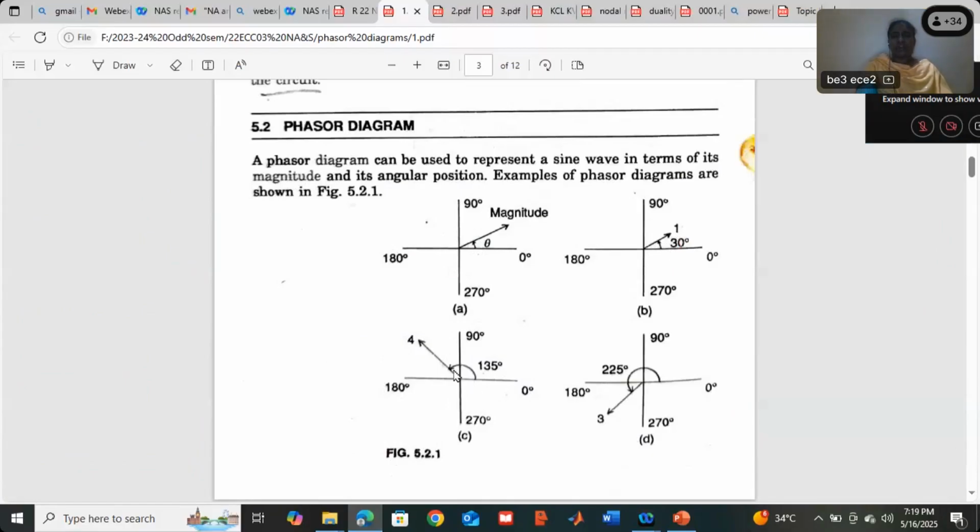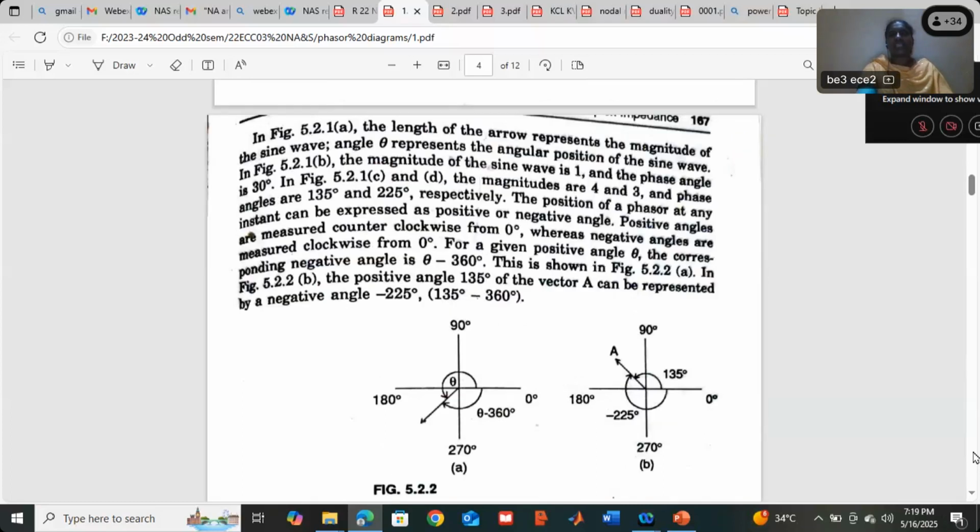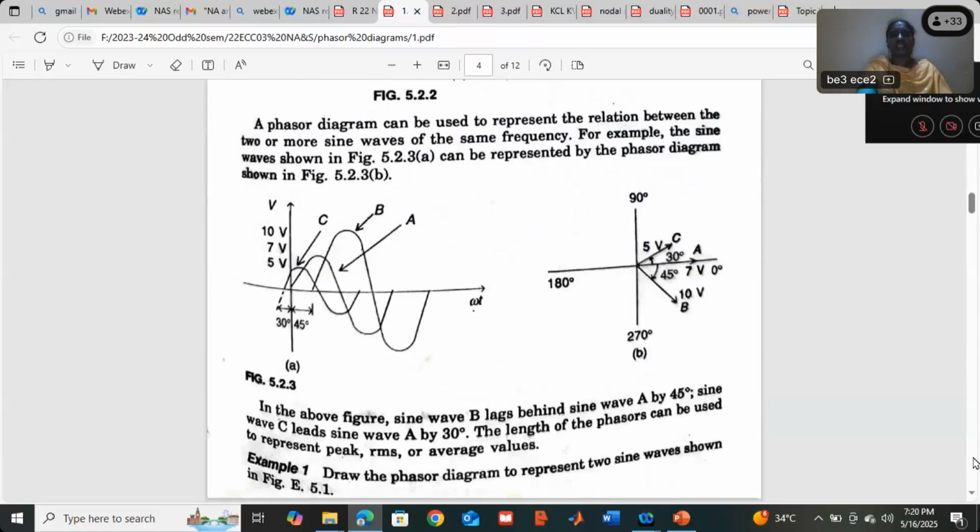This is about the anti-clockwise measurement. If it crosses 90 degrees, it is in the second quadrant. If it crosses 180 degrees, it is in the third quadrant. If it crosses 270 degrees, it will come in the fourth quadrant. All these are anti-clockwise measurements. Clockwise means it is a negative angle. You see here clockwise angle mentioned. Anti-clockwise means plus 135, and the clockwise measurement is minus 225. Clockwise angles are always negative.